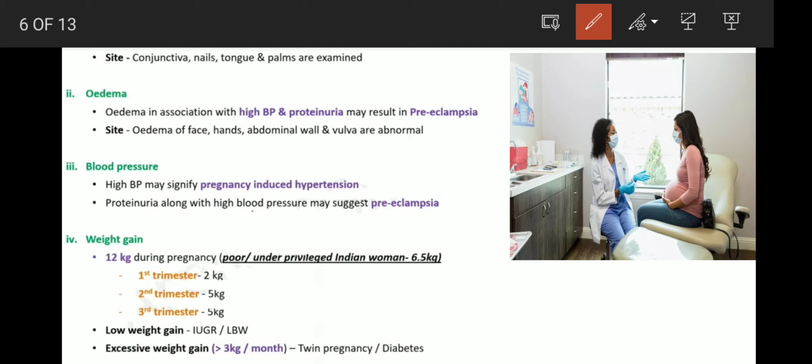Moving on, high blood pressure during pregnancy signifies that there is pregnancy induced hypertension or chronic hypertension. Also, if the woman is having high blood pressure, we have to check her urine as well, so that if there is a presence of albumin, then it shows that the mother is suggesting towards preeclampsia. We have to treat her immediately. So if the mother has high blood pressure and her urine shows proteinuria, then she's suggestive of having preeclampsia.